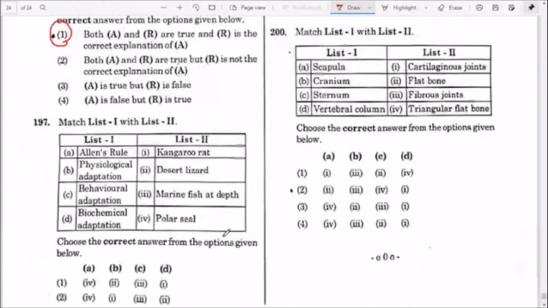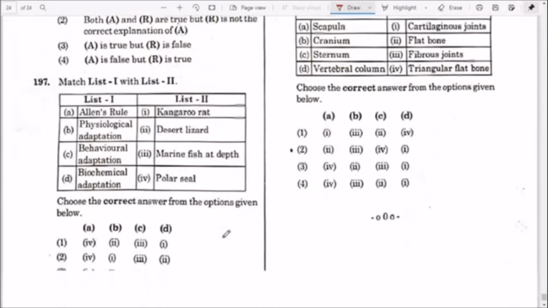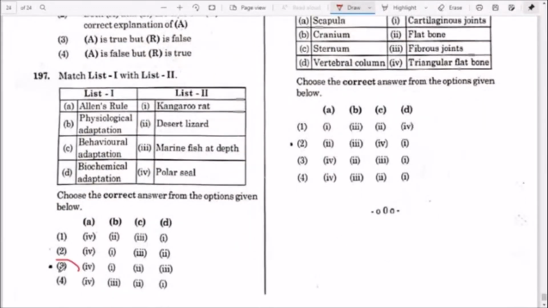Next, question number 197. Match list 1 with list 2. Allen's rule, physiological adaptations, behavioral adaptation, biochemical adaptation. Kangaroo rat, desert lizard, marine fish at depth, polar seal. The correct option is 3, where A, Allen's rule, is polar seal, and B, physiological adaptation, is kangaroo rat. Behavioral adaptation is seen in desert lizard, and biochemical adaptation is marine fish at depth.